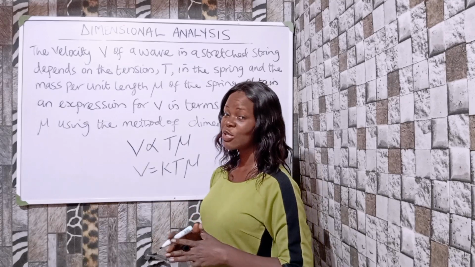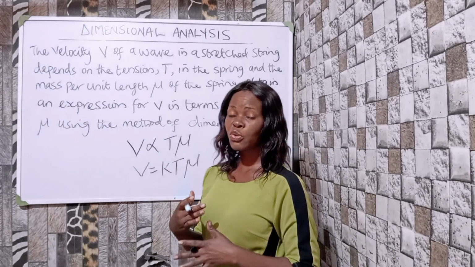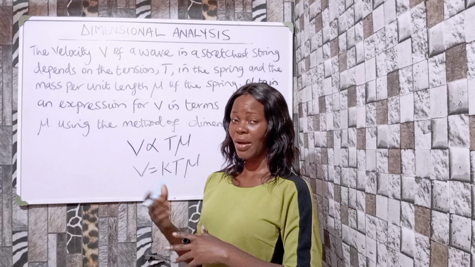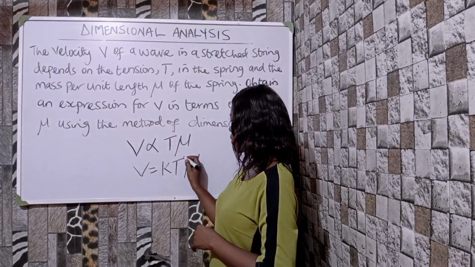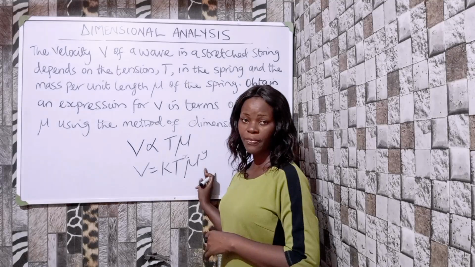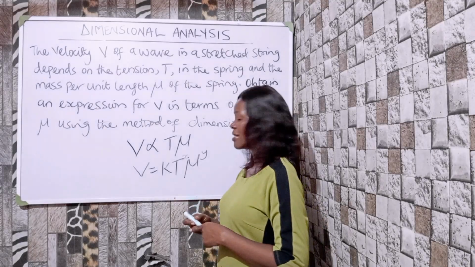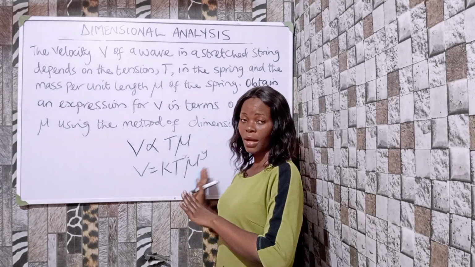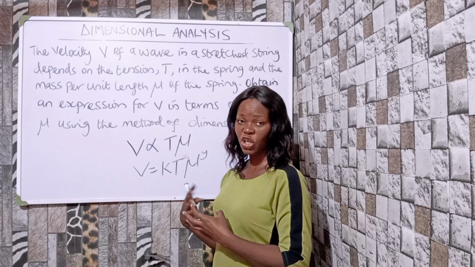So the next thing we are going to do is to introduce a variable for a power. Introduce power to each of them. So I can say this is power x and this is power y. So we have to find the powers x and y so it can help us to get the relationship between them.